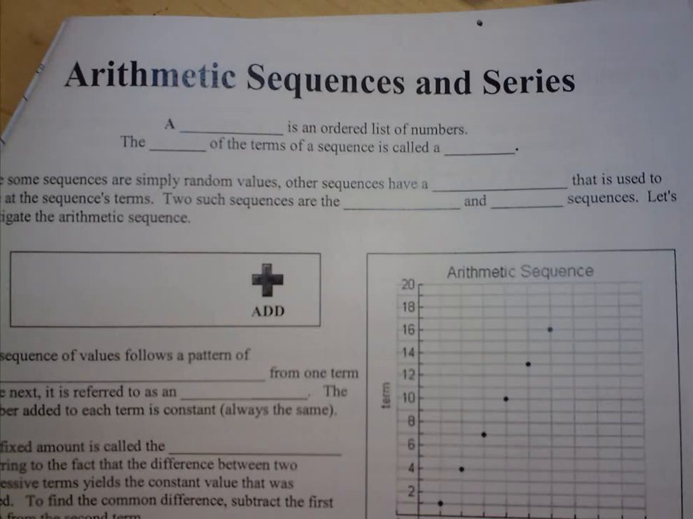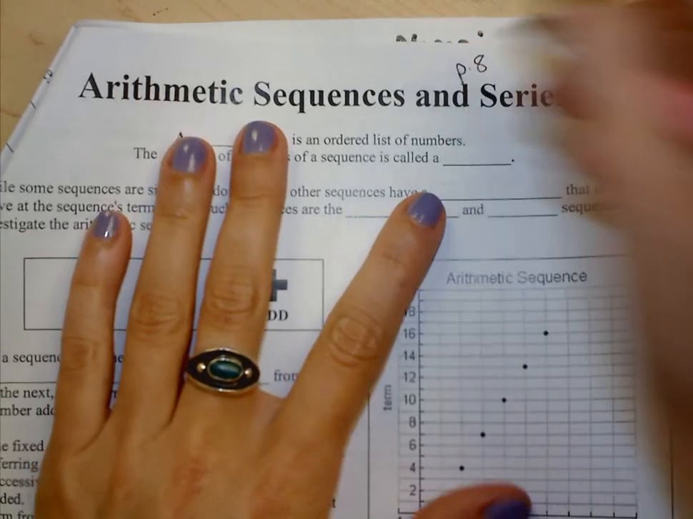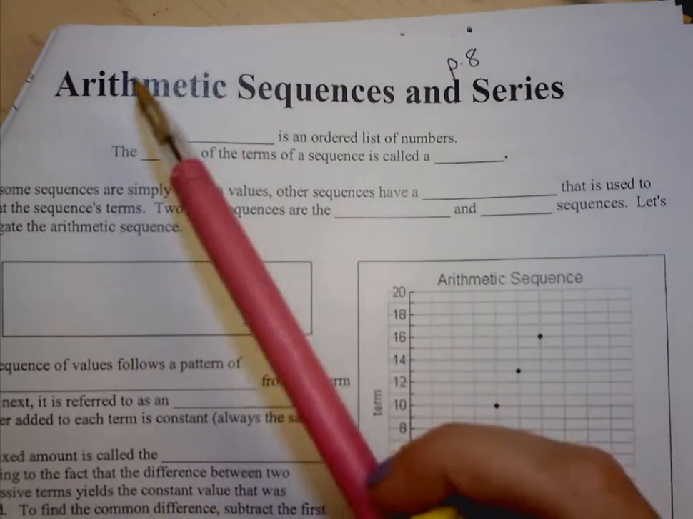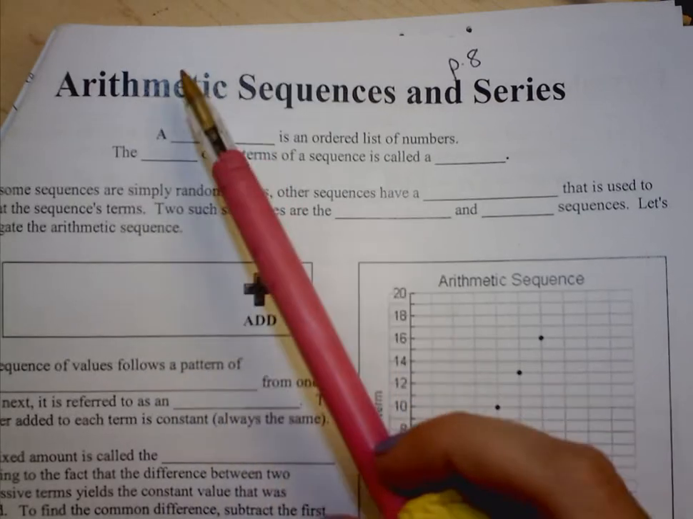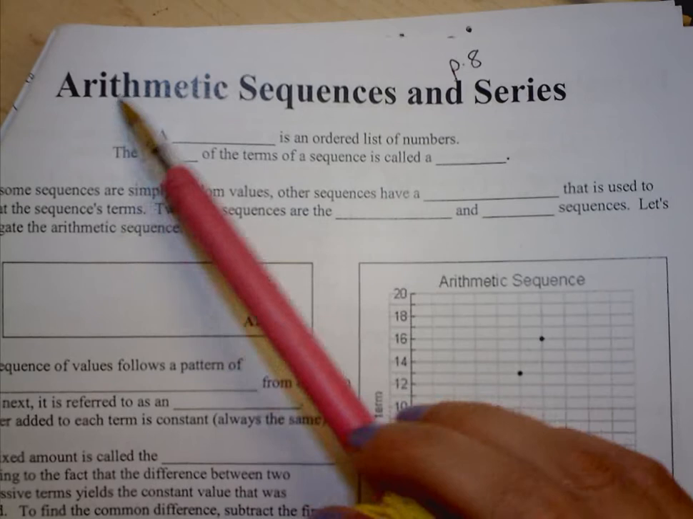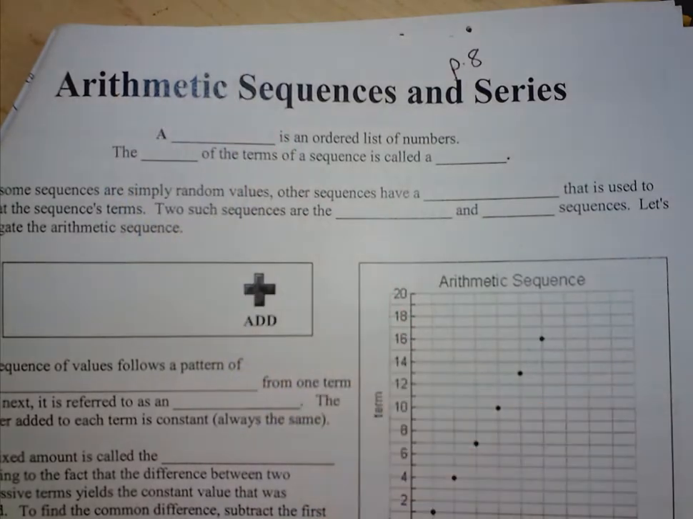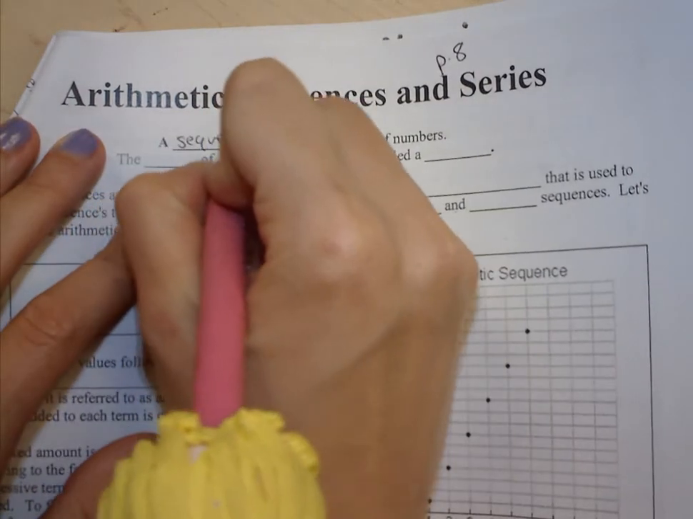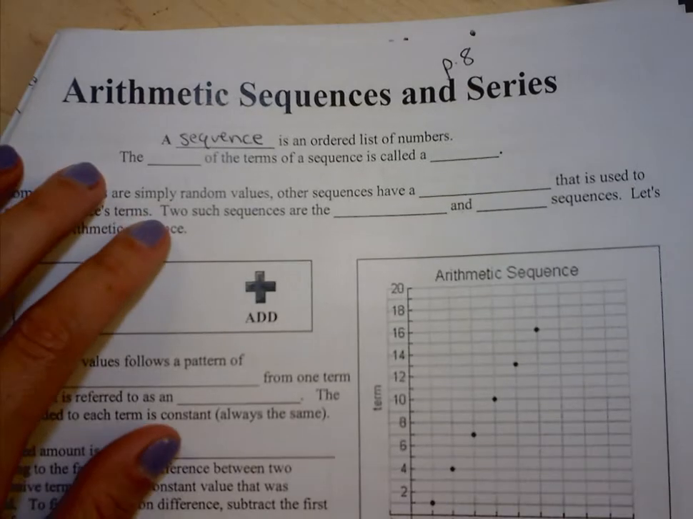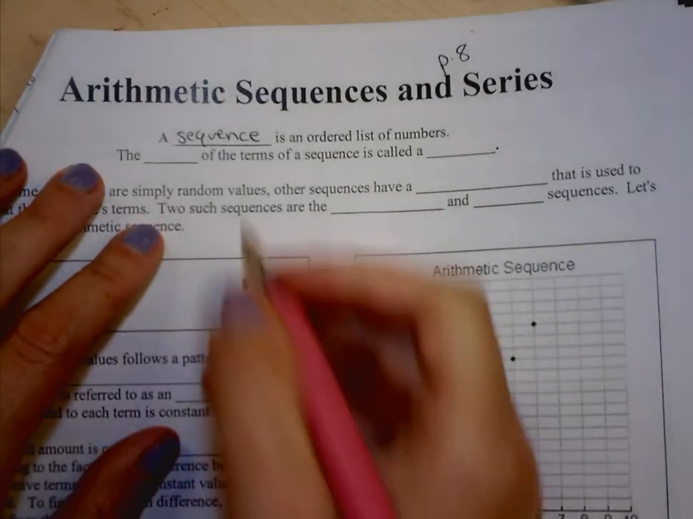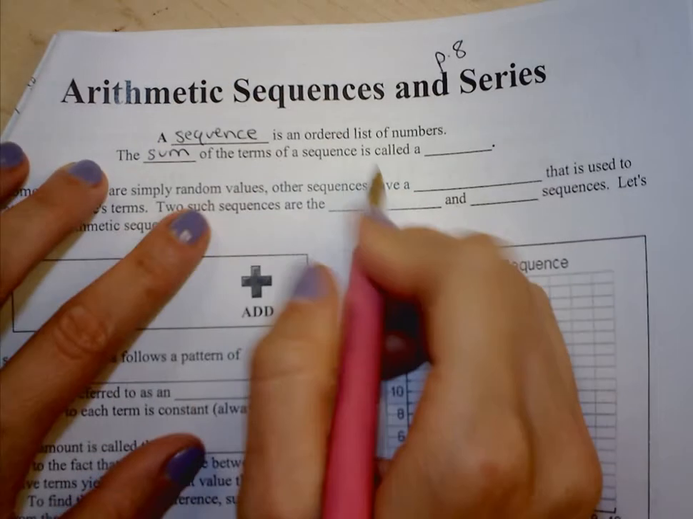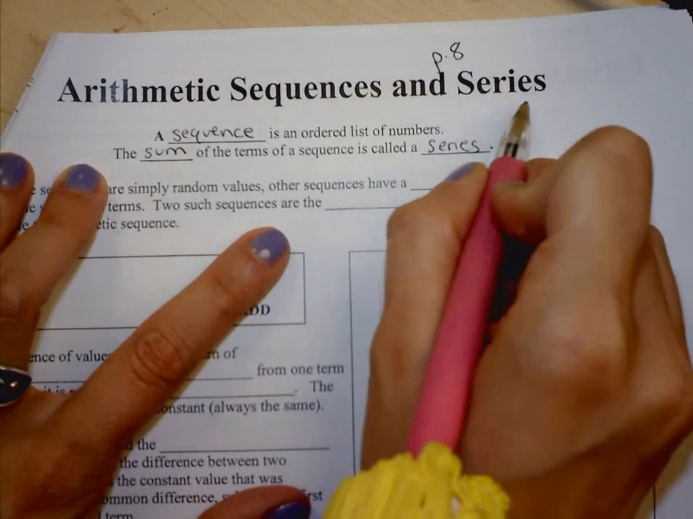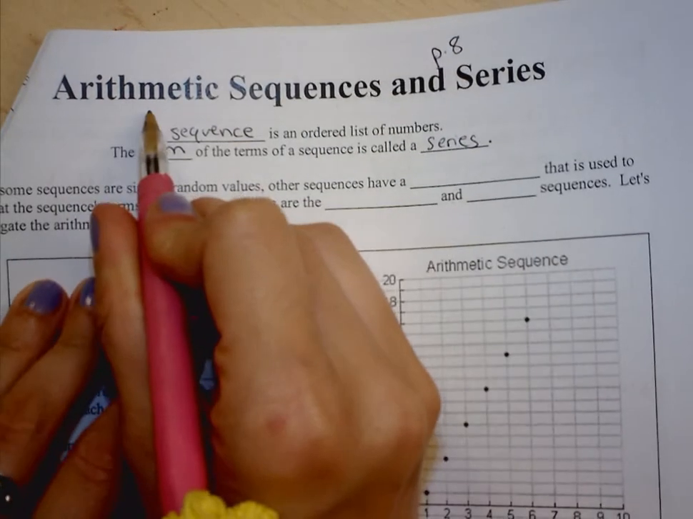Okay, I'm on page 8 of your packet, and I'm going to go over a specific type of sequence. It's called arithmetic. So this kind of looks like arithmetic, but we pronounce it arithmetic, okay? So we know that a sequence is an ordered list of numbers, so we went over that a couple of days ago, and we know the sum of the terms of a sequence is called a series. So we know what a sequence is, we know what a series is, and now we're going to go over what I mean by arithmetic.